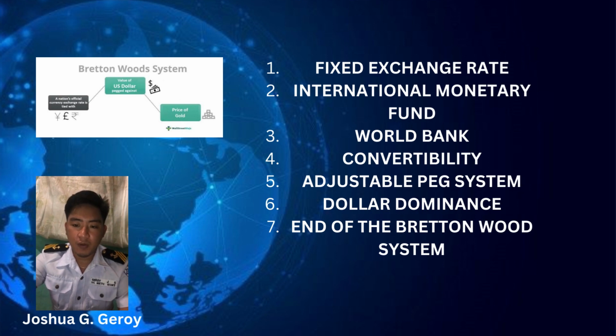In 1971, President Richard Nixon announced the suspension of the USD convertibility into gold, effectively ending the gold standard aspect of the system. This event marked the beginning of the breakdown of the Bretton Woods system, which was officially terminated in 1973 when major currencies were allowed to float against each other in a system of flexible exchange rates.